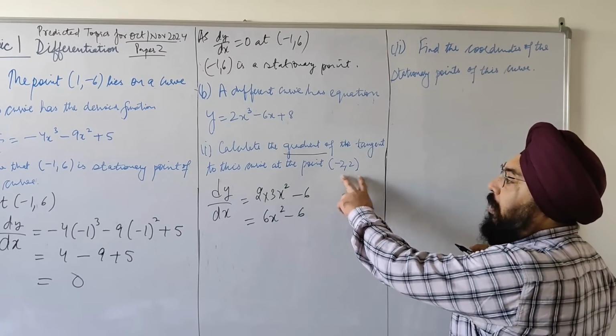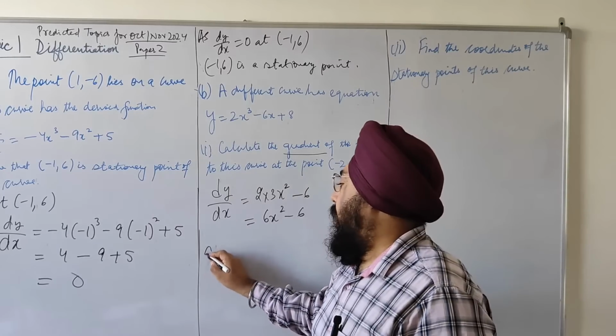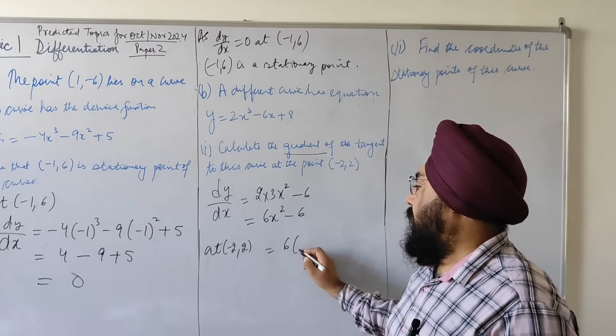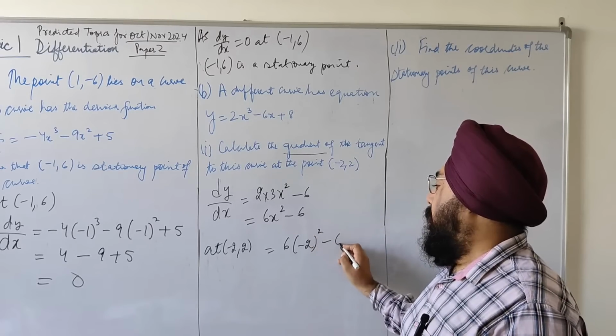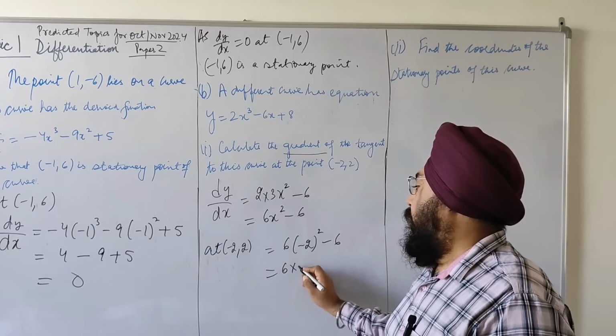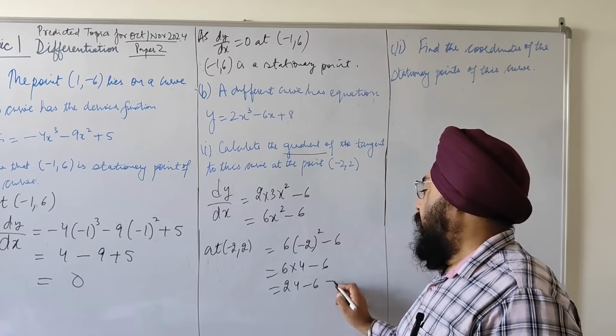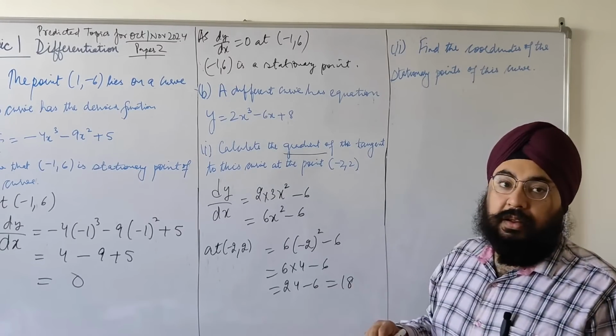Now the point is given: minus 2 and 2. At minus 2, it will be equal to 6 into (minus 2) square minus 6, which is 6 into 4 minus 6, that is 24 minus 6, which is 18.